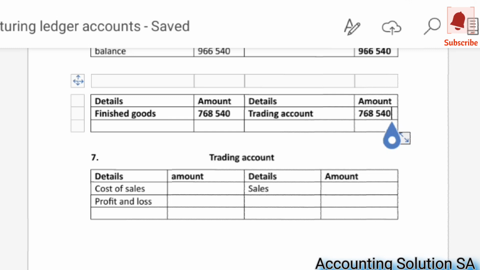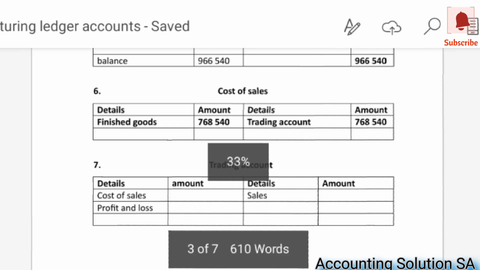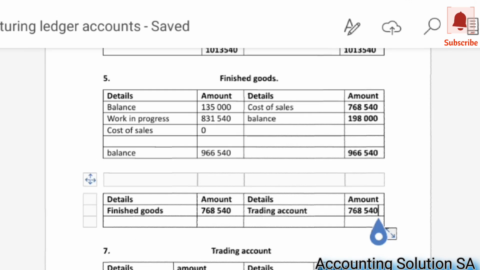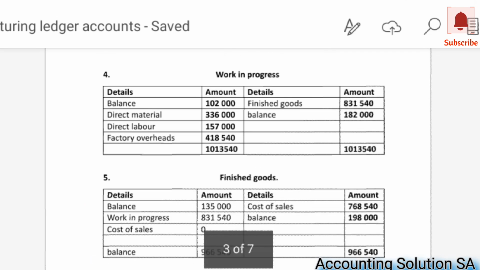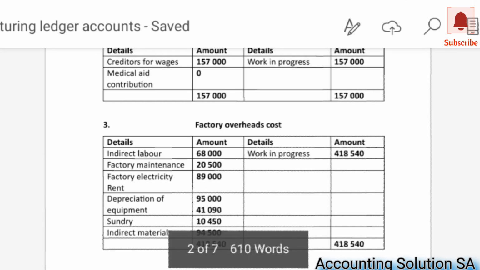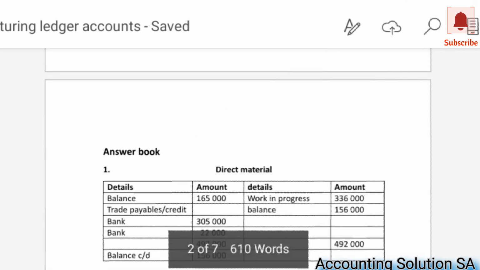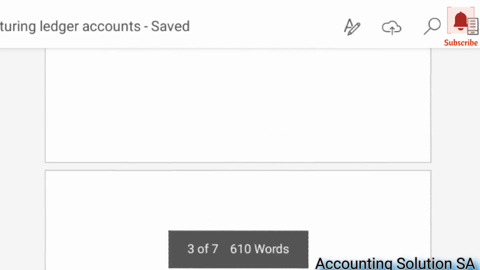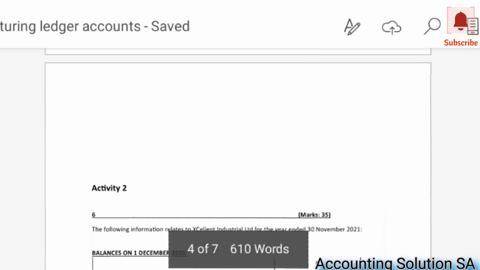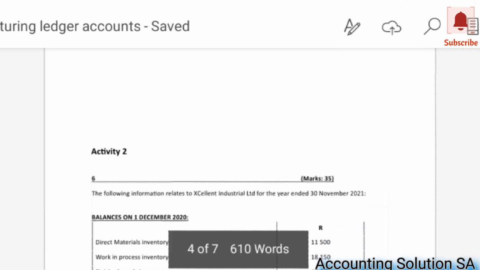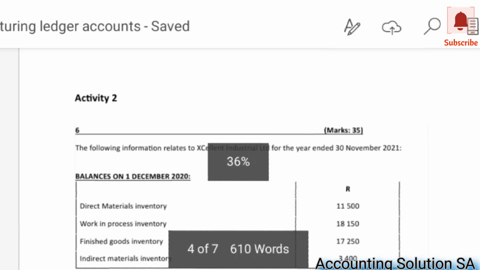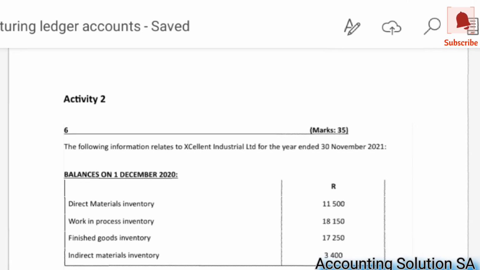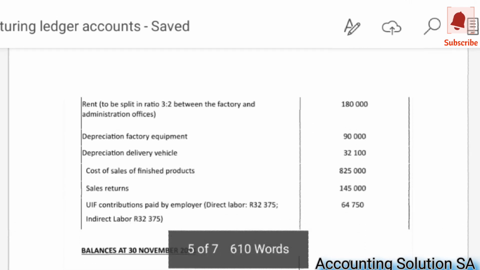So the major part that I wanted us to discuss first is this part of finished goods, work in progress, factory overhead, direct labor, and direct material. Now we are going to part two. We are not done with this lesson, but we are halfway. So please make sure that you watch this part as well in order to gain more understanding. Let's first check the required.